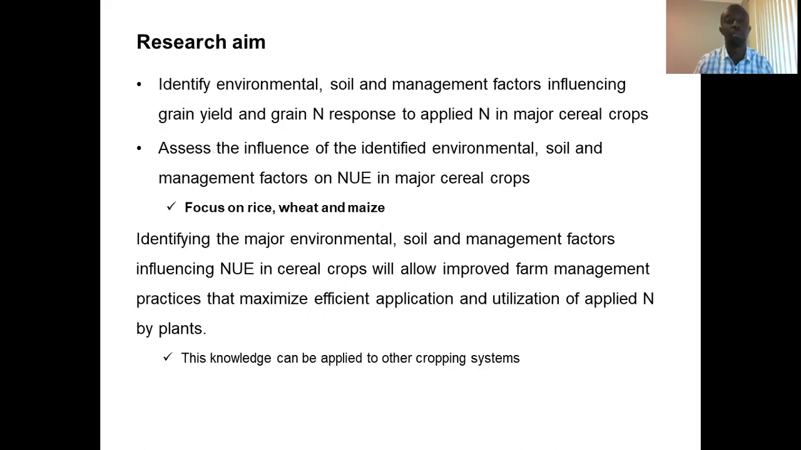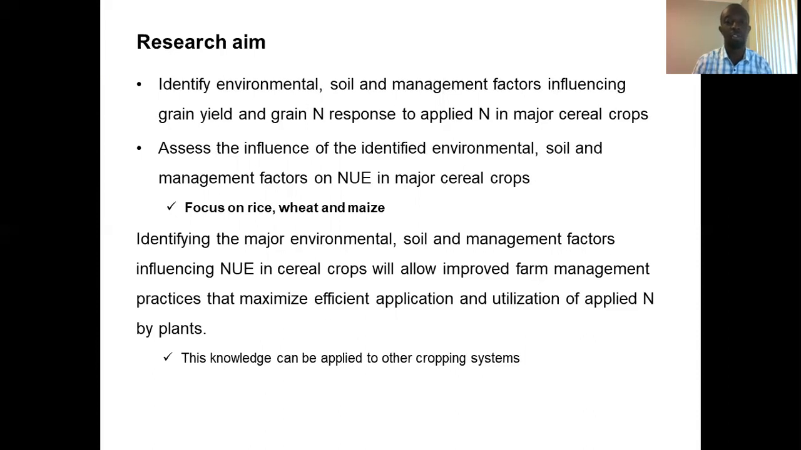So the aim of this research was to identify major environmental, soil, and management factors that have an effect on grain yield and grain nitrogen response to applied nitrogen, and then use these factors to assess how they influence nitrogen use efficiency in the three major crops under investigation. That's rice, wheat, and maize. These are the major cereal crops consumed globally.